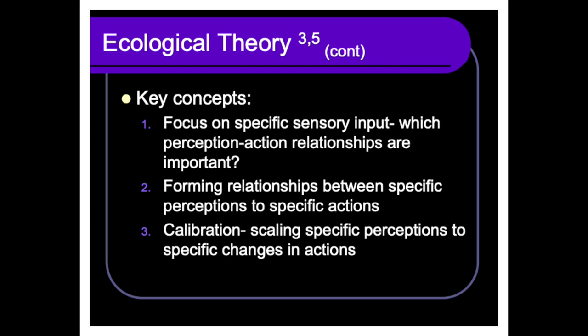So you have very specific scaling or calibrations to changes in perception. You see and you calibrate a change in perception, and you calibrate that to the specific motor response that you need. So it's a calibration relationship. You're scaling how much this sensory input changes to how much I need to change my motor behavior or my motor output.